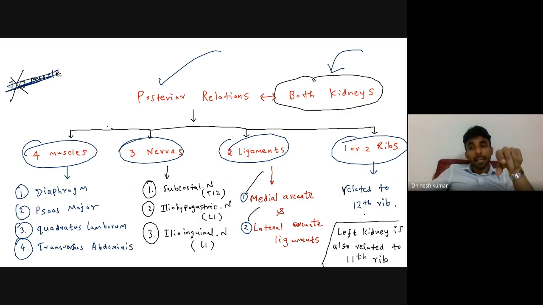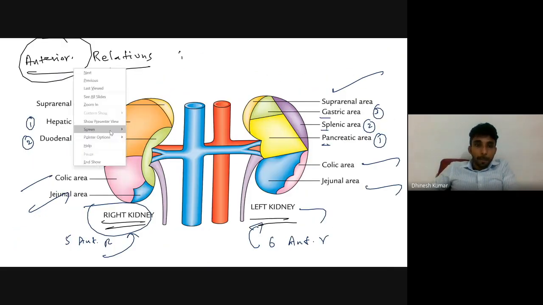1 or 2 ribs. Both kidneys are related to 12th rib. Okay, and left kidney, because it is slightly at a higher level, right kidney is slightly at a lower level. Left kidney is slightly at a higher level, isn't it? So left kidney is not only related to 12th rib, it is also related to the 11th rib. Fine. This is about the posterior relations of both kidneys. So relations of kidneys we have studied.